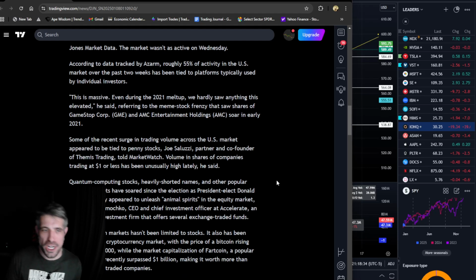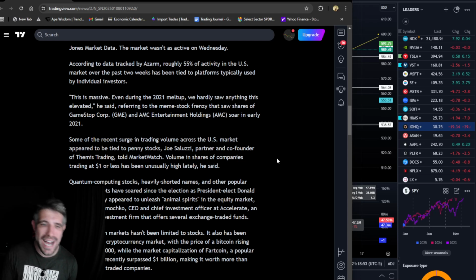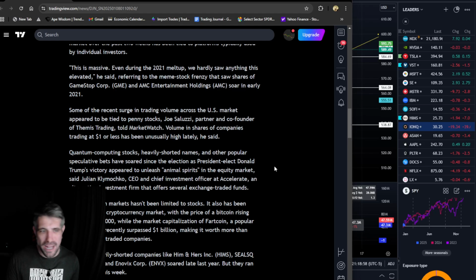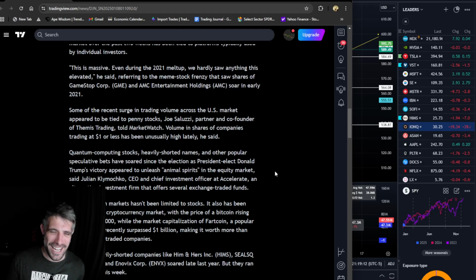Some of the recent surge in trading volume across the U.S. market appeared to be tied to penny stocks. Partner and co-founder Joe Saluzzi, I like that name, Saluzzi, of Themis Trading told MarketWatch, volume in shares of companies trading at $1 or less have been unusually high lately. Quantum computing stocks, heavily shorted names, and other popular speculative bets have soared since the election as President-elect Donald Trump's victory appeared to unleash animal spirits. Yeah, that's what he said. It unleashed animal spirits in the equity market.